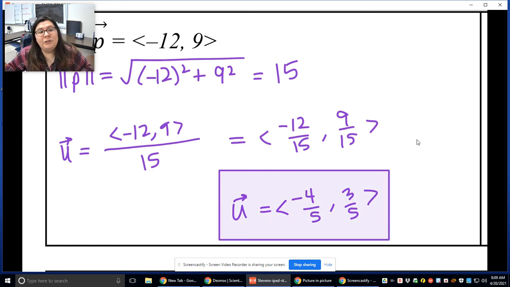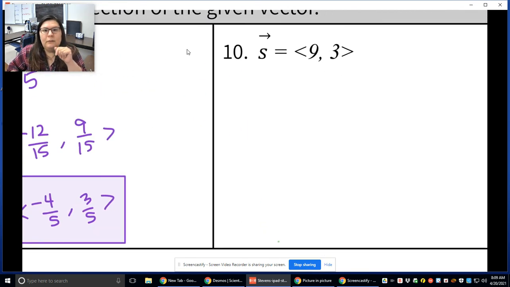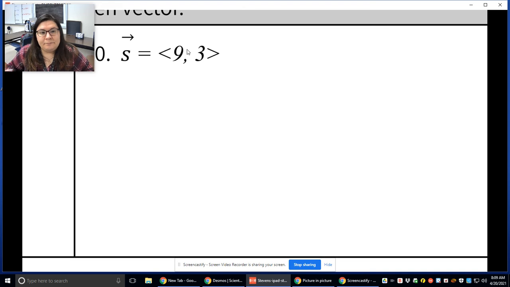It's going in the same direction as the original one. It's just, it got shrunk down to where it's only 1 unit long. Let's do one more like that. So this is vector S. Let's find its magnitude.